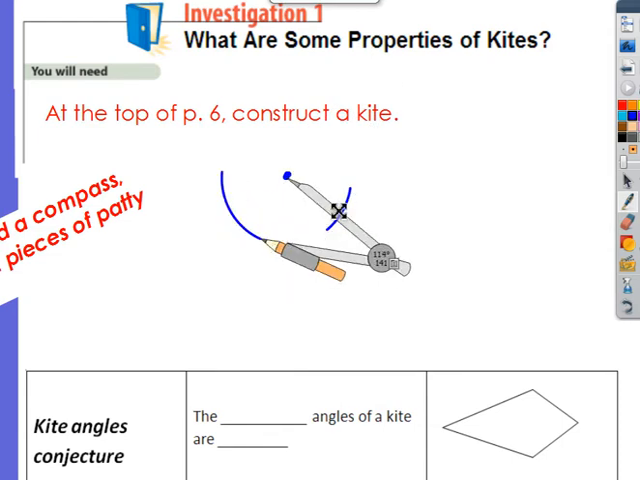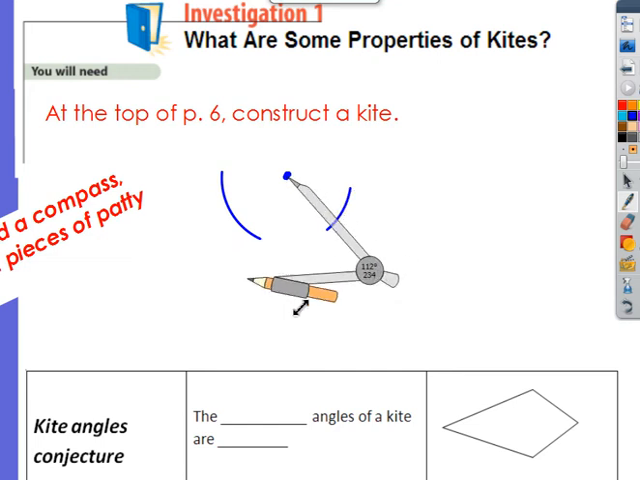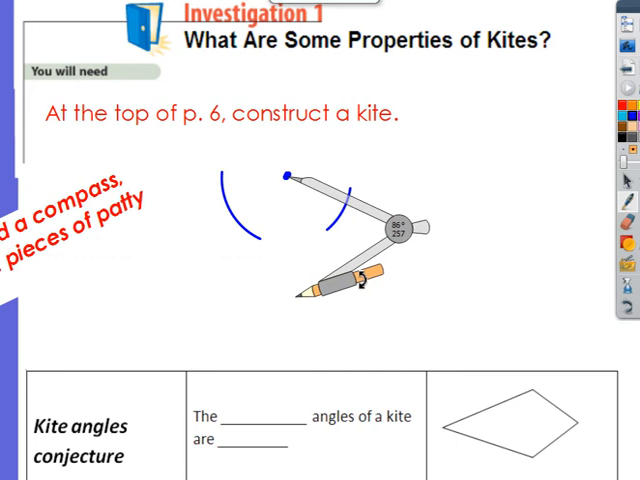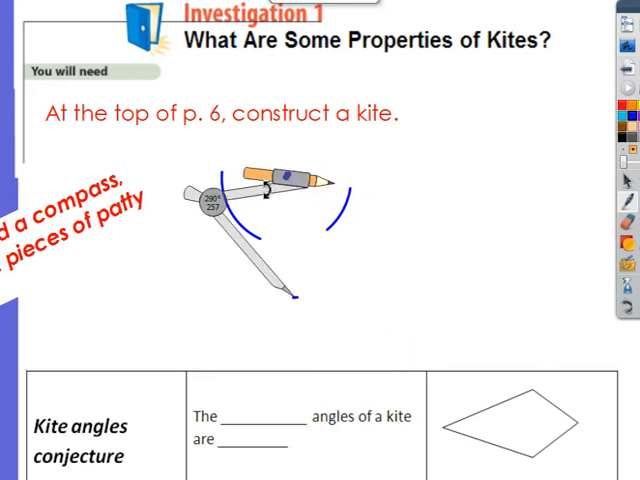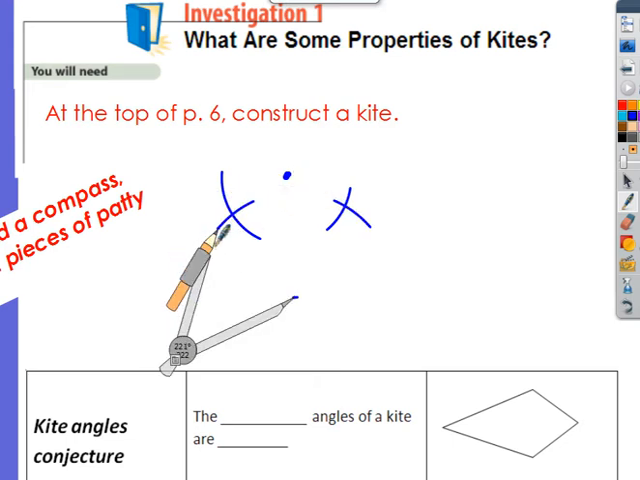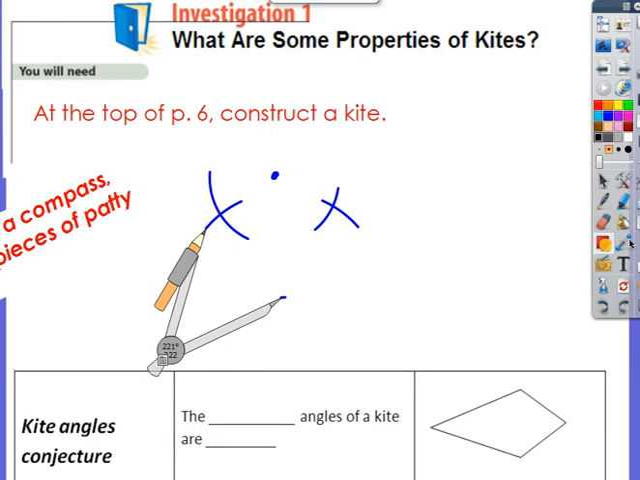We'll make this arc. And then what we're going to do is change our distance, because we're going to come right down below it to make our kite. We're going to put a little point right there. Okay? Now we can come from that point, and whatever we want, again, we can change our distance again. Whatever we want that distance to be, we make a mark. We come over here, we make a mark, and then using a straight edge, we will connect those.